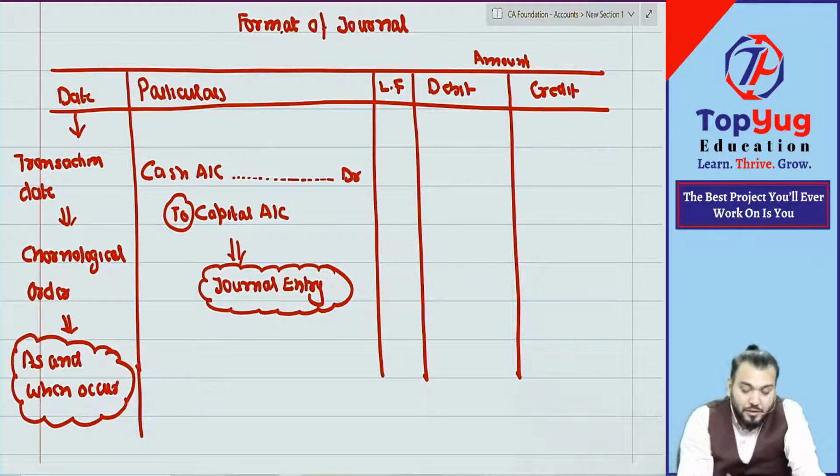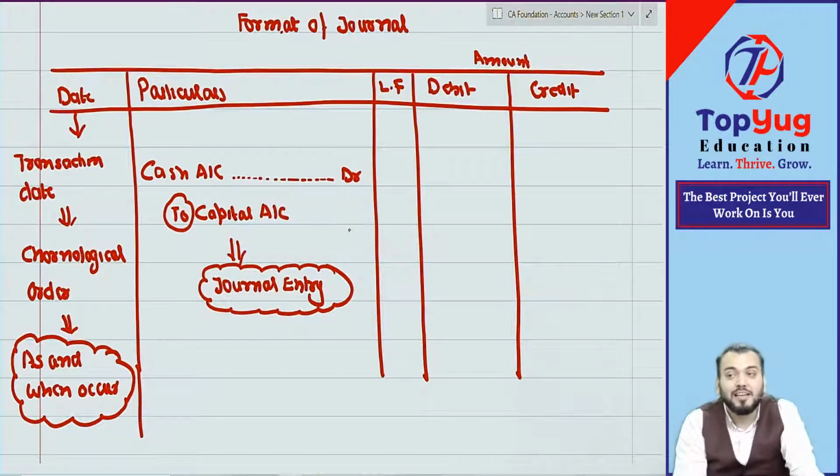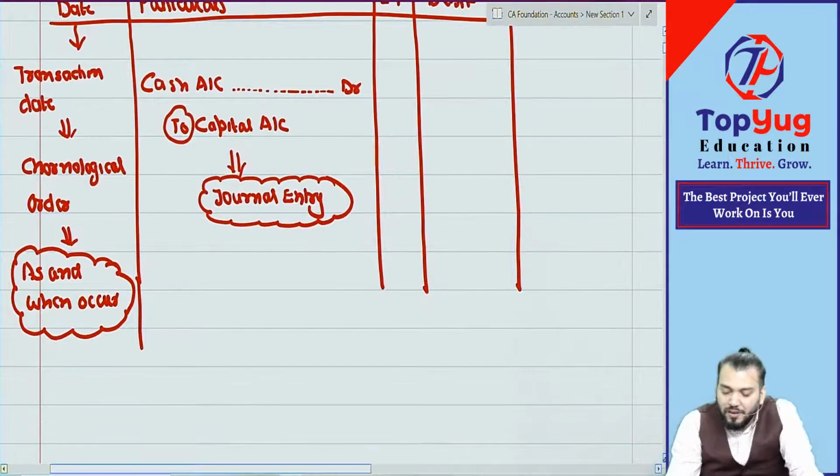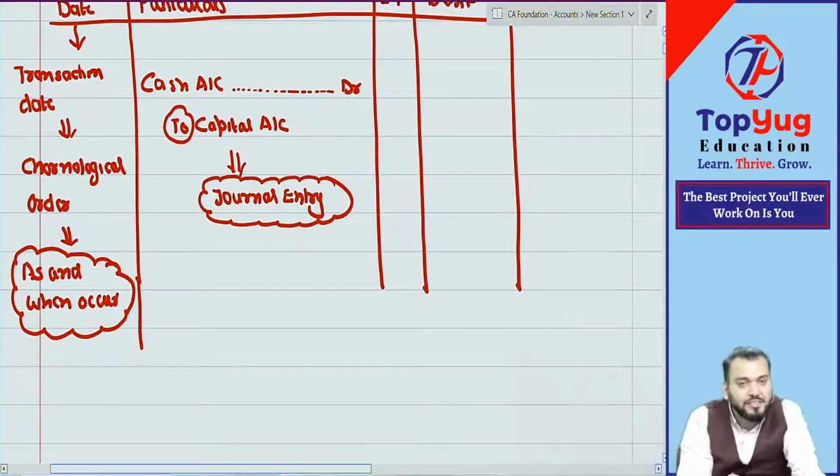Understood? Are you able to understand what I'm saying? So why are we not writing "forecast"? Why are we writing "to" before capital? Why are we not writing creditor? Why are we not writing credit after capital account? This question may arise. Once again, from traditional days we are following this, that same way we are following right now. In the exam we'll follow this.